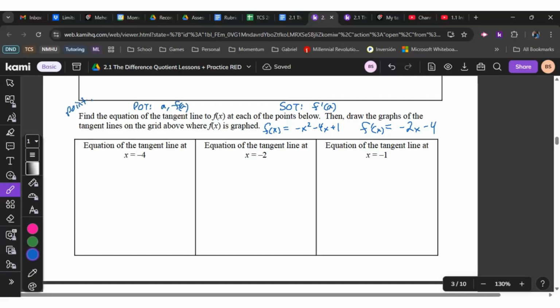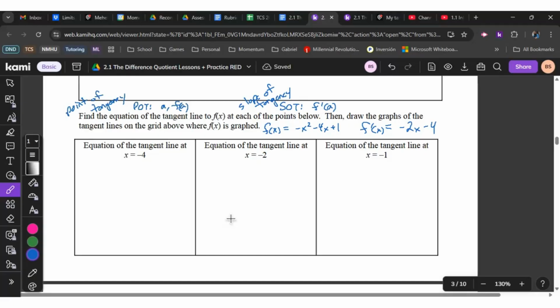Okay, this is the point of tangency, and this one here is the slope of tangency. So the equation for the tangent line slope will always be negative 2x minus 4 for this equation only, but for every tangent on this equation, yes.